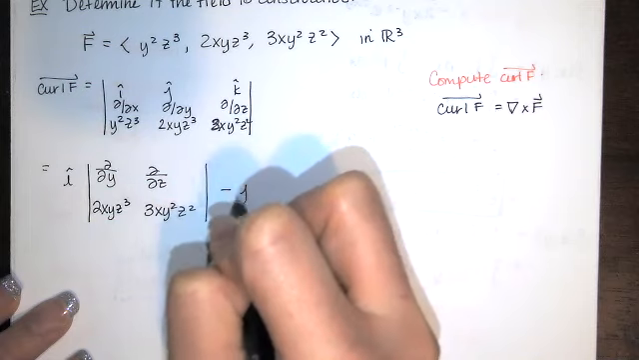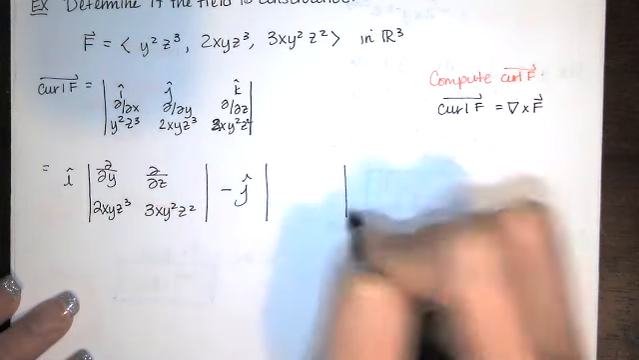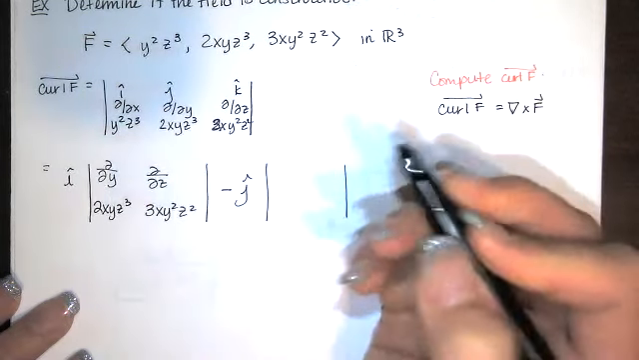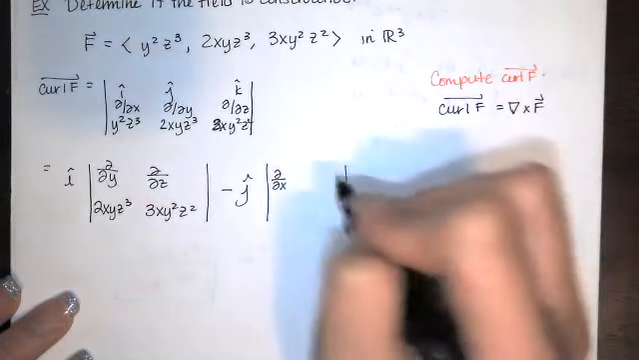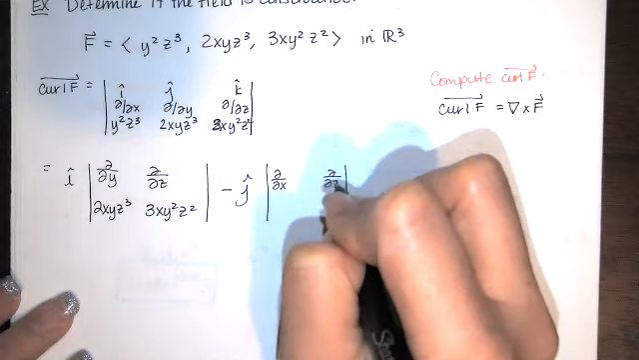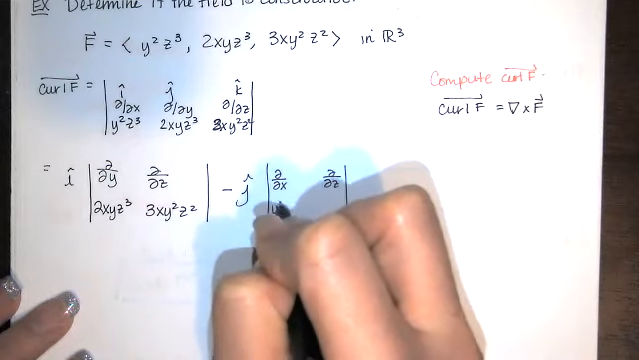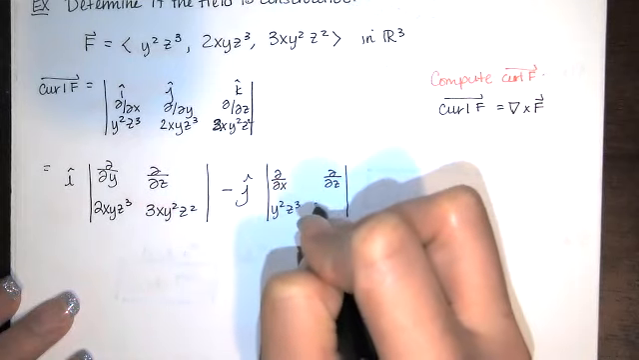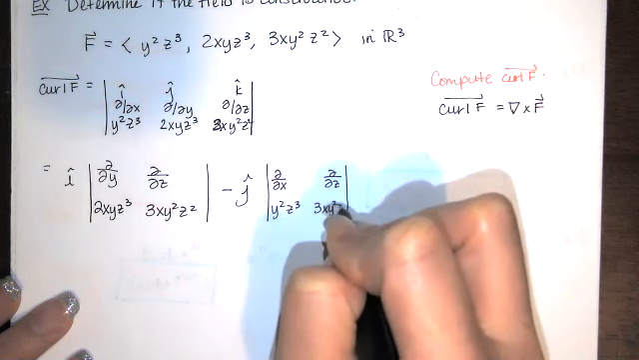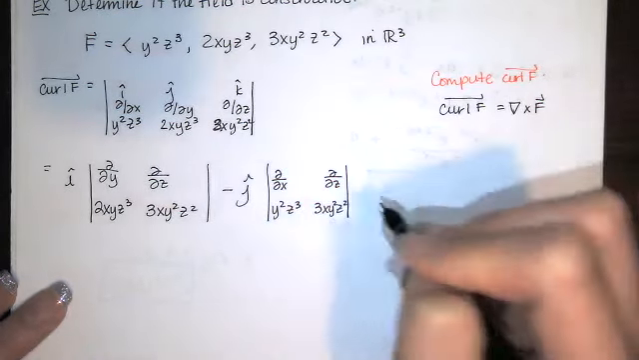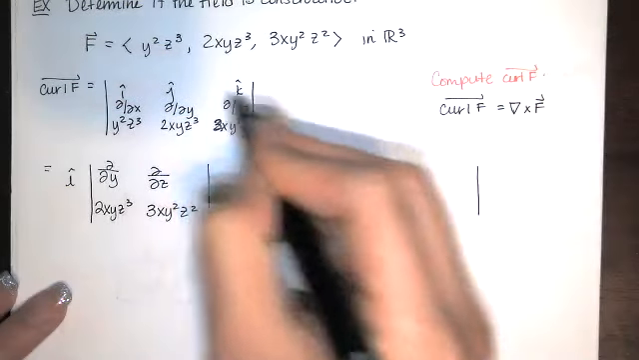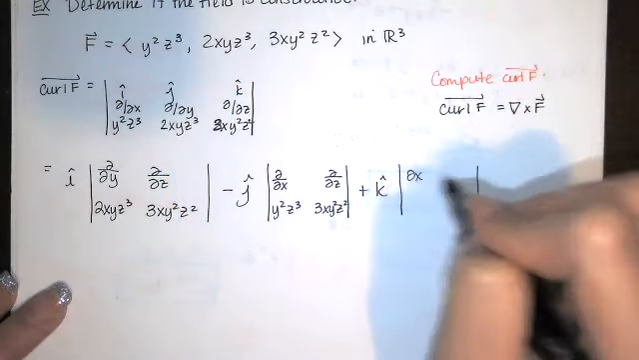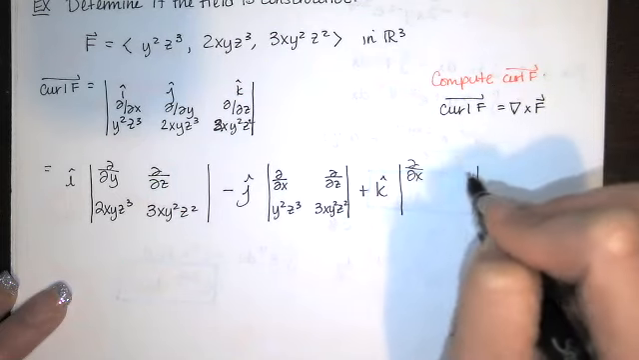And then we're subtracting j hat times, cross out this row and this column, the partial with respect to x here, the partial with respect to z here, and I've got y squared z cubed and 3x y squared z squared. Then we're going to add k hat times, cross out this row and this column, then you've got this 2 by 2 determinant.